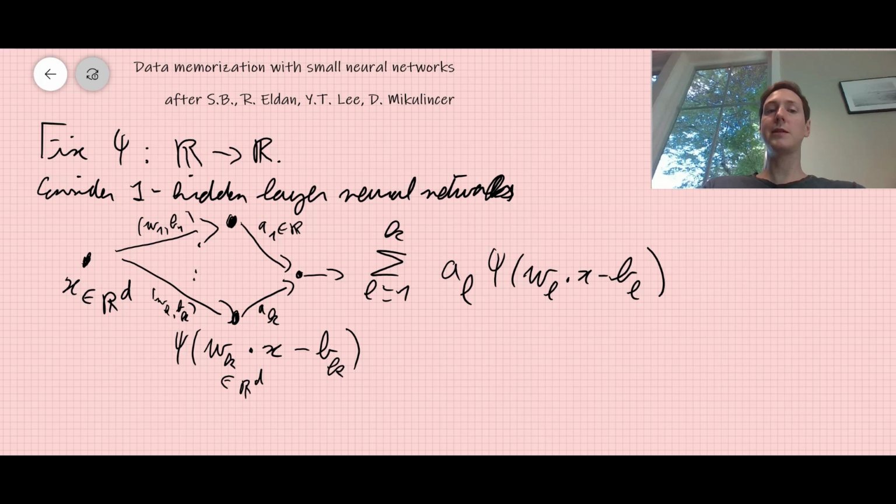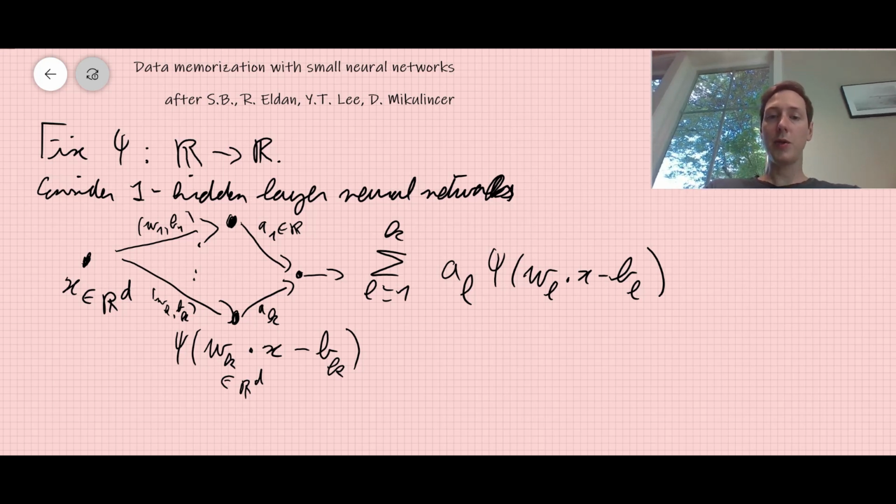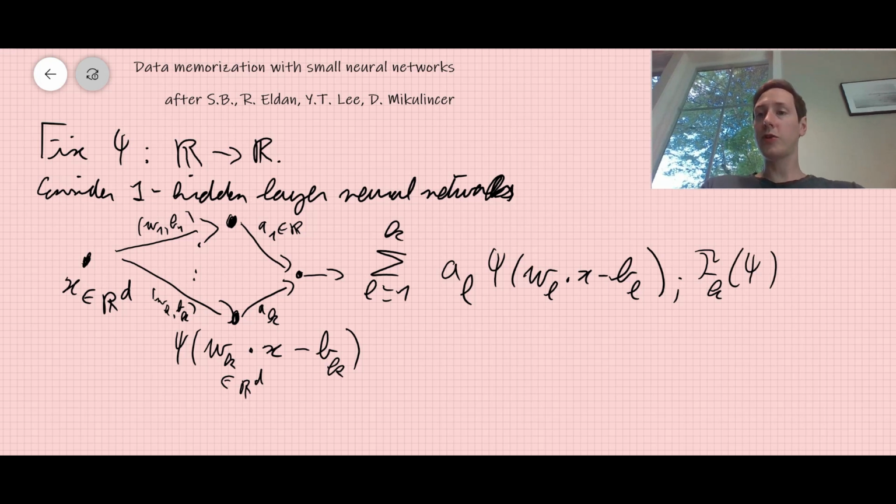Okay, so this is what we call a one hidden layer neural network. And I'm going to denote by F_k(psi) this set of functions that can be represented like this. Okay, so this is a set of functions that can be represented as a one hidden layer network with k hidden neurons and the nonlinearity psi.